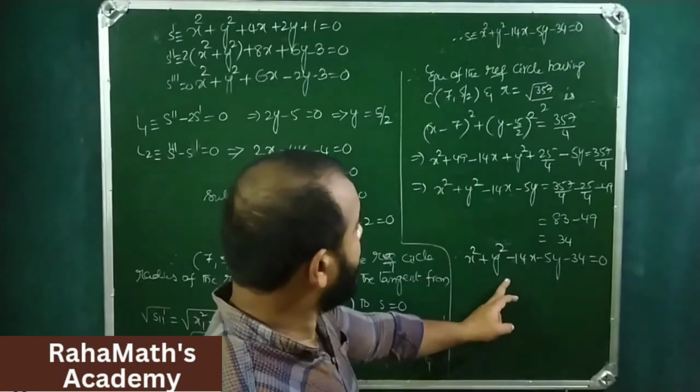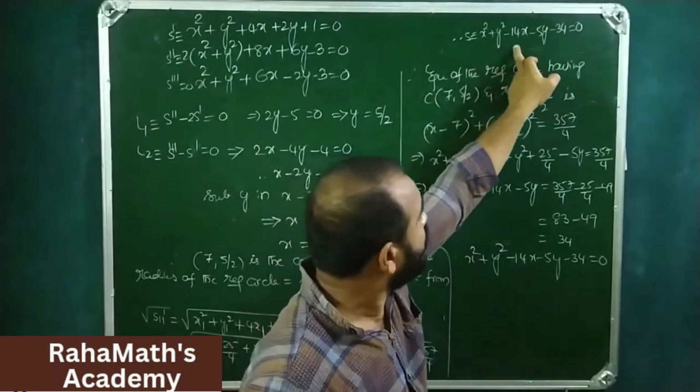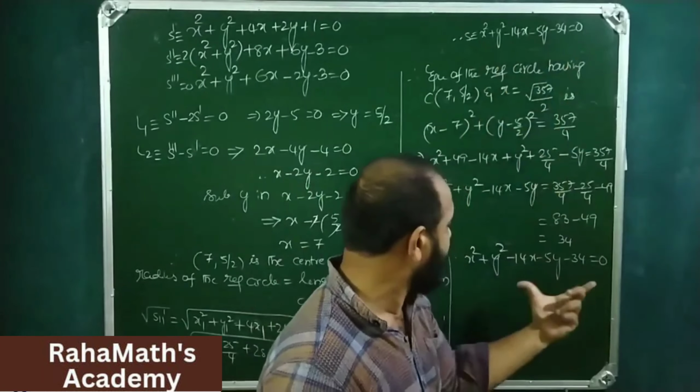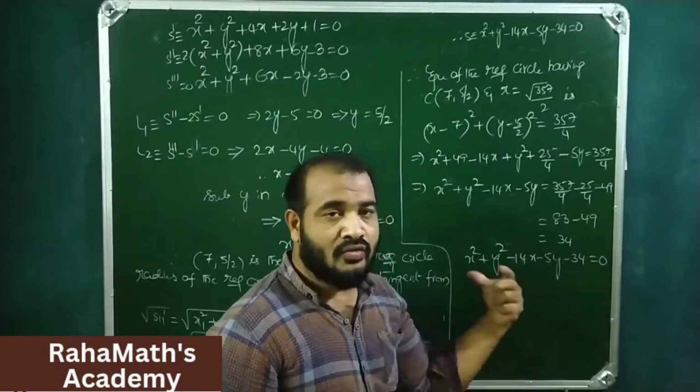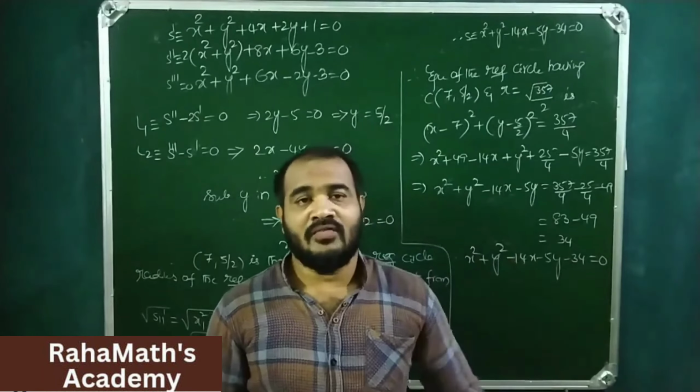I did get the same answer that I got in the first method, that is x square plus y square minus 14x minus 5y minus 34 equals to 0. You can compare. So with this, we wind up the system of circles chapter.